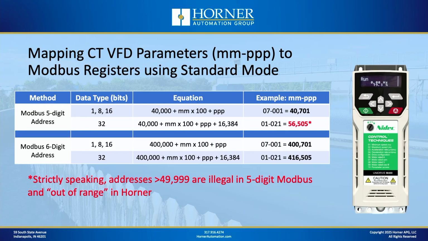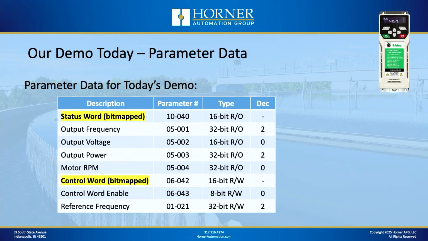Okay, so again, you're thinking, well, I'm sure there's probably some drive information I need that's 32-bit type data, so I'm probably going to have to use 6-digit addressing. Well, again, not so fast. There are some things we can do where 5-digit addressing will work just fine in a lot of applications. We'll cover that here shortly.